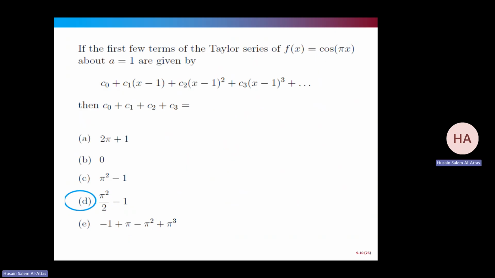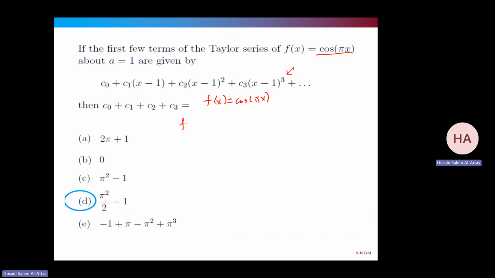If the first few terms of the Taylor series about the given point are given by this, find this. Okay, so I need to open it up to x cubed, and then take the coefficient. This is the function, cosine of pi x.